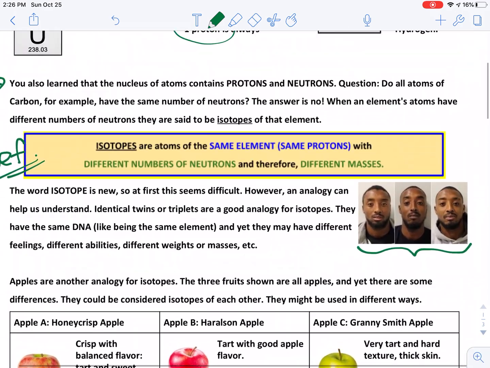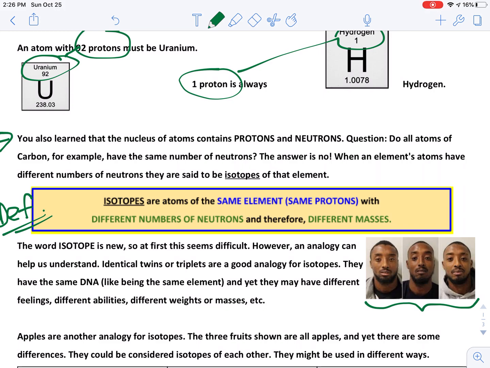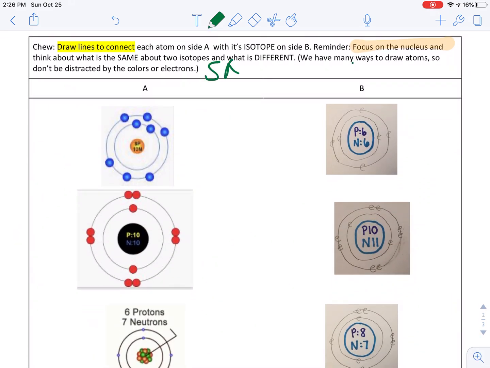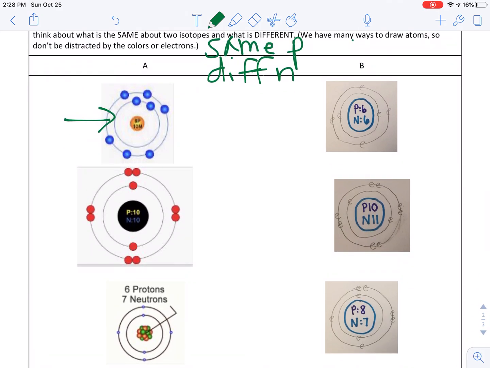We need to know the definition of isotope to do this. So I'm reading in the yellow box again. Isotopes are atoms of the same element, same protons, with different numbers of neutrons, and therefore different masses. Same protons, different neutrons. So when I look at this atom A over here, I see 8 protons, 8p, 10n, 8 protons, 10 neutrons. So I need to find one on the other side that has 8p, but a different number of neutrons. Don't get confused when you see here protons are 10. Remember over here it was protons are 8.